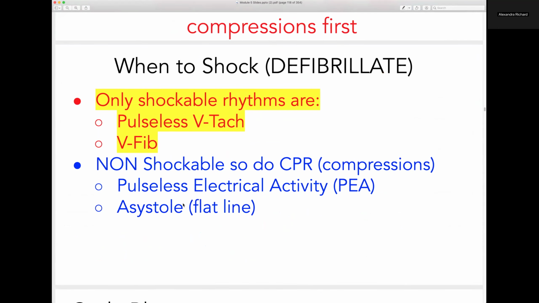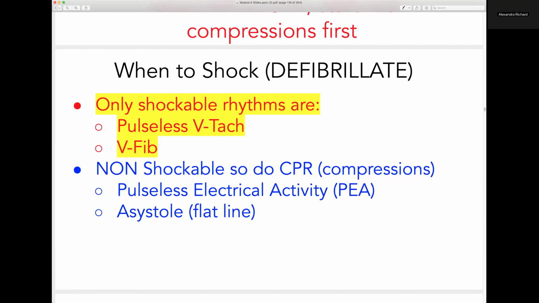So, when to shock, the only shockable rhythms are pulseless VTAC and VFib. Non-shockable rhythms, where you have to do CPR, are pulseless electrical activity and asystole. Let me give you a moment to write this down in your notes and then we will continue.